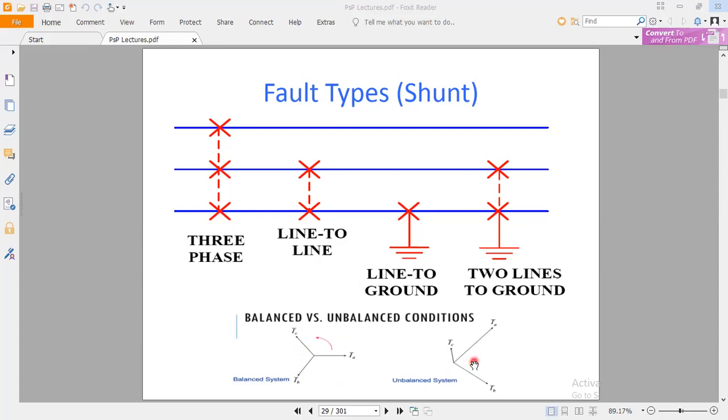But if a fault occurs like this category, then the normal condition would be changed. That means the phase angle would be disturbed and it will become an unbalanced condition of the system. So the phase angle of 120 degrees would be disturbed, and we also observe the impact on our appliances, even power appliances.